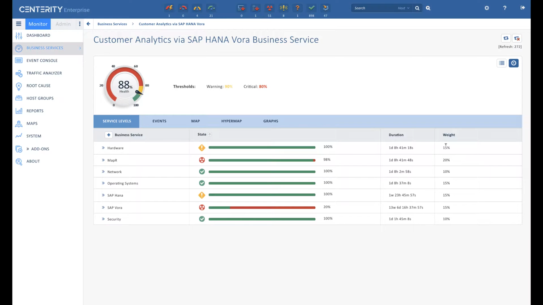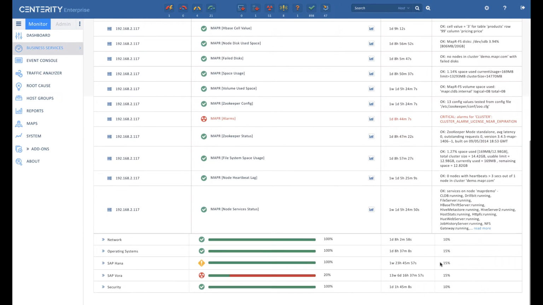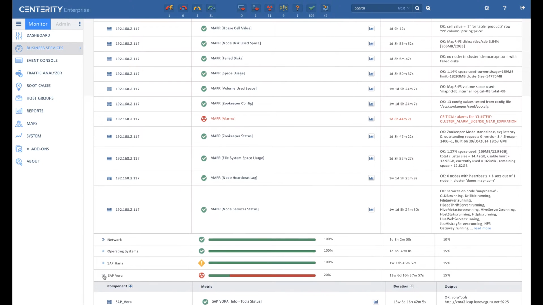On the right side, you can also see weights, which means that the user has defined every layer to have a different value and different effect for the business service. In this example, security is almost like one of the lesser business services, including the network, because they only affect the business service by 10%. We can see I have a small issue in MapR, and then over here with SAP Vora, I have something very critical going on.